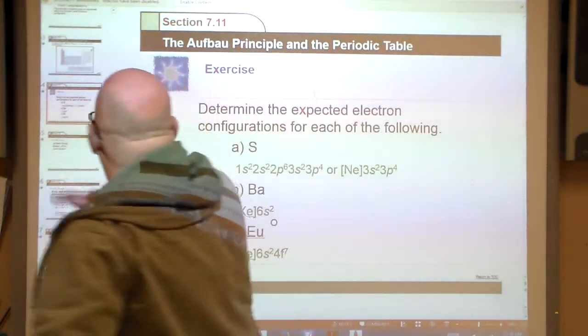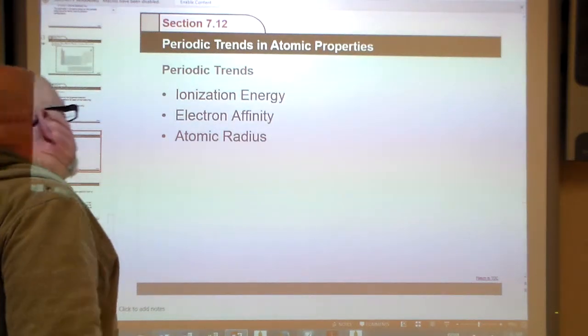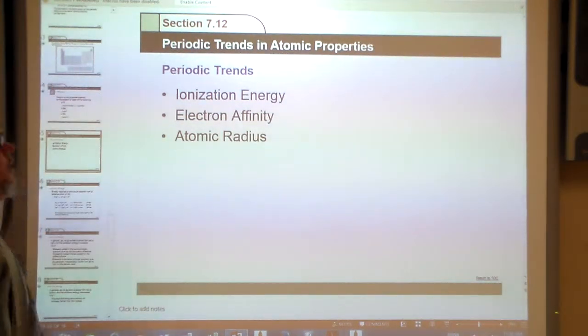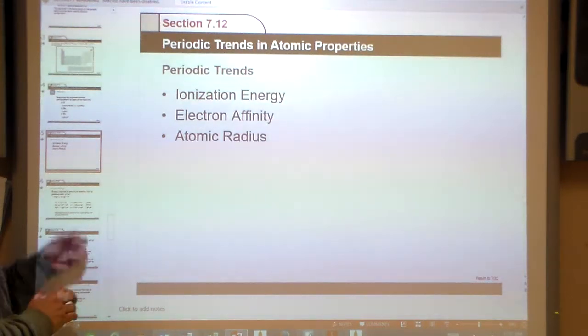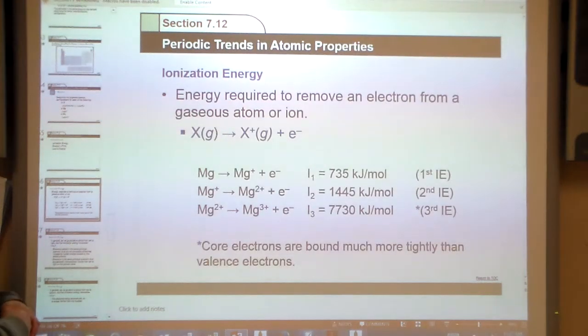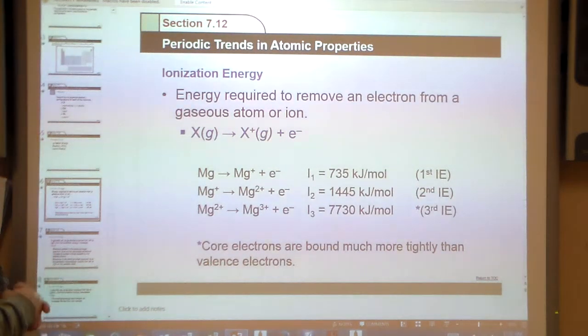Okay, gotta keep going. We have to look at periodic trends very quickly, and there's a few of those that we're going to go through. Like I said, this is stuff you can cover on your own time, but I'll talk to you guys a little bit about it. Ionization energy, the idea is very simple. How much energy does it take to rip an electron from an atom that's either a gas or an ion? That's pretty much it.